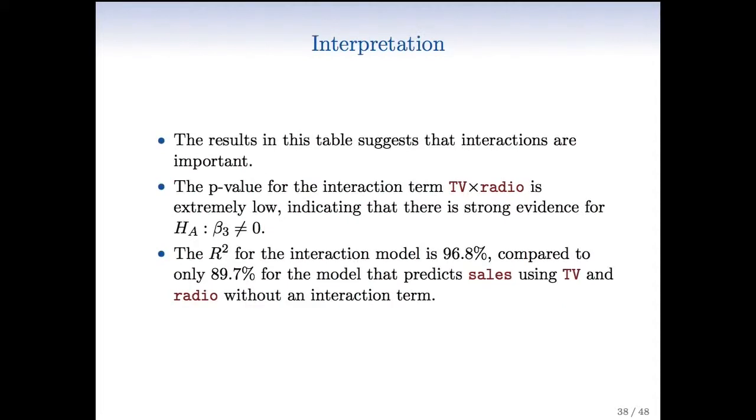The results in this table suggest that interactions are important. The p-value for the interaction is extremely low, so there's strong evidence in favor of the alternative, that beta 3, the coefficient for the interaction, is not 0. We can also look at the R squared for the model with the interaction, and it's jumped up to 96.8% compared to 89.7%, by just adding this one extra parameter to the model. And we get that by adding an interaction between TV and radio.